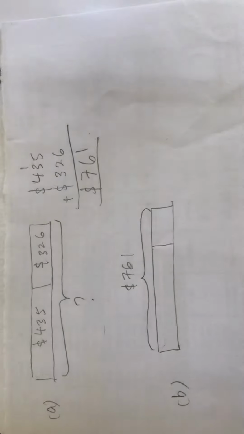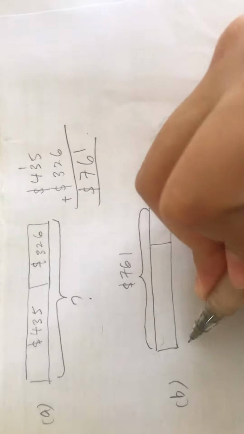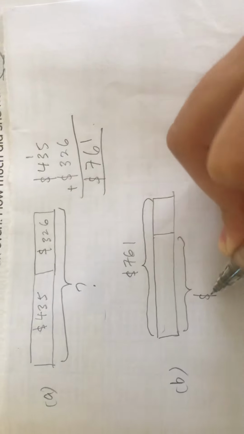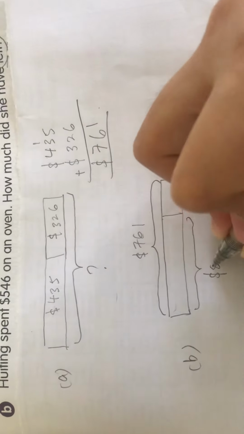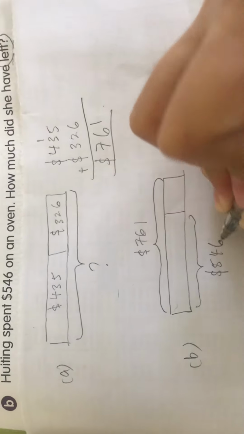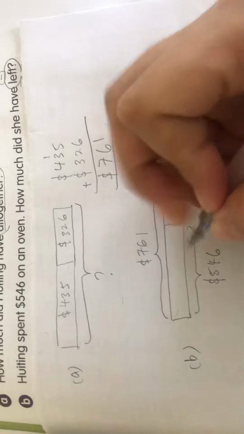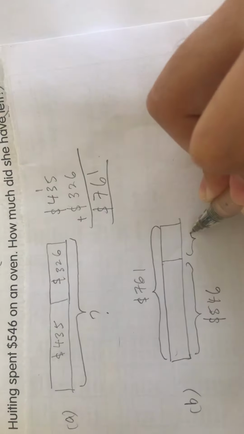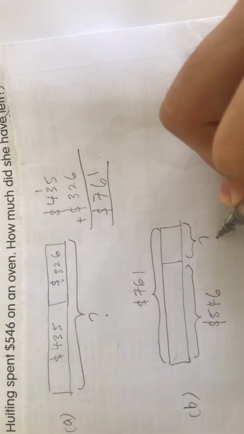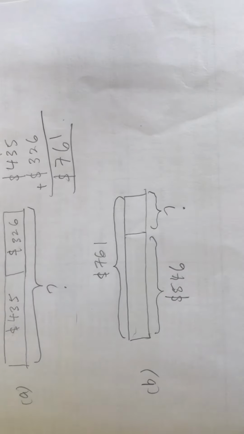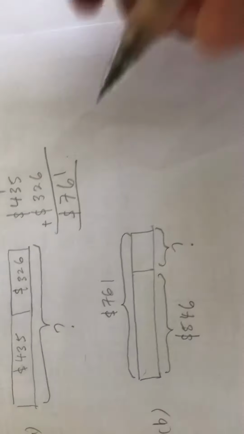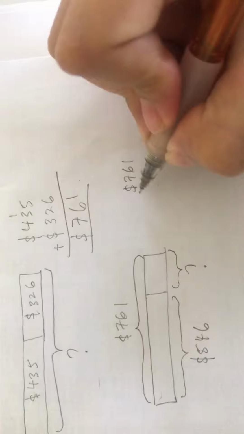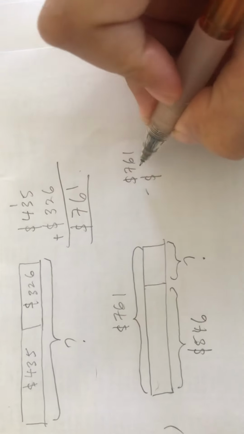So this part is what she spent, $546. How much did she have left? So this part is left. This is how you draw your bar model. So you can minus, 761 minus 546.